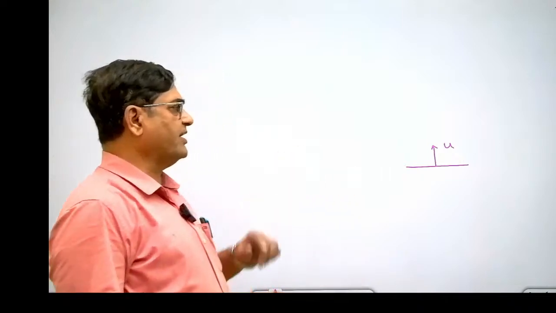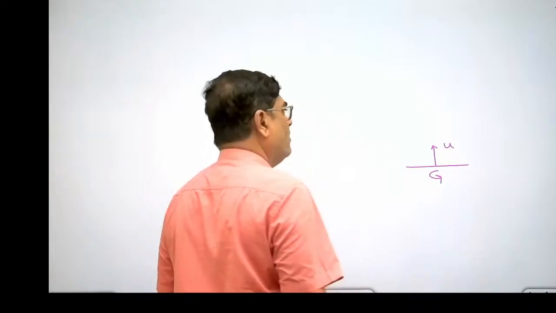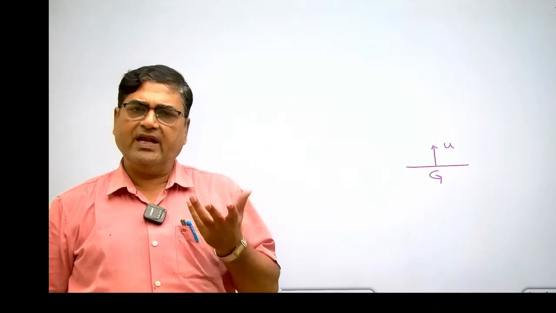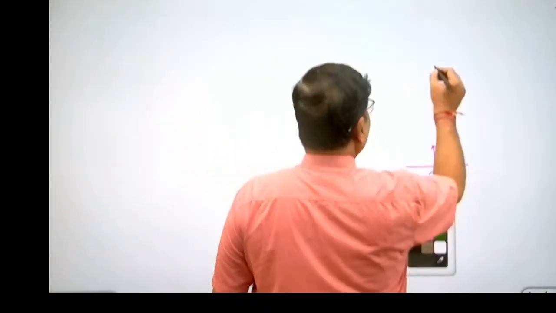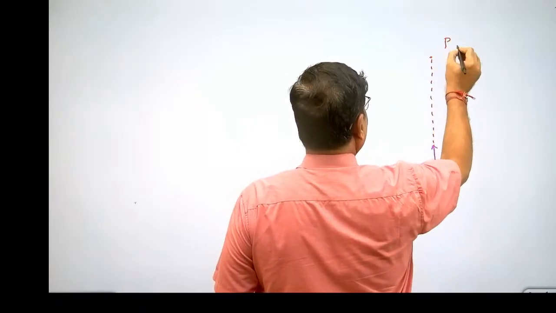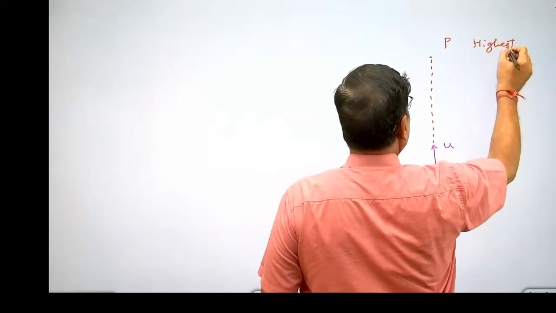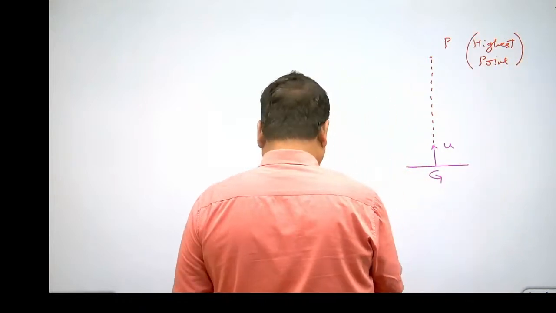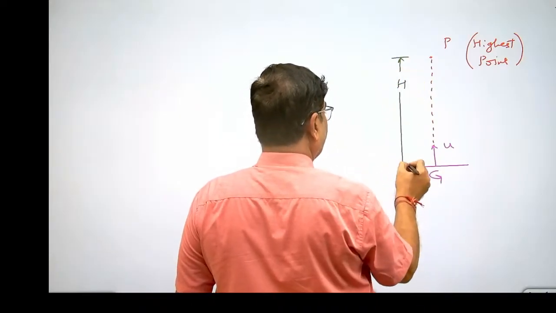Dear student, we are projecting a particle vertically upward with initial velocity u from the ground. First of all, we will calculate the time taken by the particle in attaining maximum height. We know at maximum height velocity will become 0. So we will apply the first equation of motion. This is uniformly accelerated motion. Let us assume P is the highest point of the trajectory, and H is the maximum height.